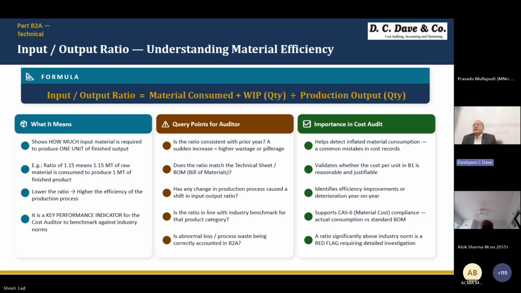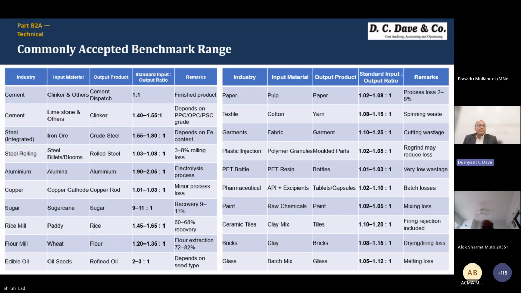And again, you can take a screenshot of this slide as well, because you can probably talk about it to your clients, that this is where the input-output ratio is important. A ratio significantly above industry norm is a red flag requiring detailed investigation again. So if you see CAS 6, Cost Accounting Standard 6, material cost compliance, actual consumption versus standard BOM, it supports that as well.